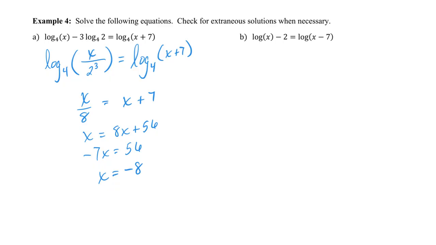I don't have to worry about the log base 4s. They're already equal, so I set the parentheses equal to each other. I distributed the 8, moved the x over, and divided, and I got -8. But I have a problem with -8 because if I put -8 in there, it becomes a negative. So this is an extraneous solution, and our answer is no solution.